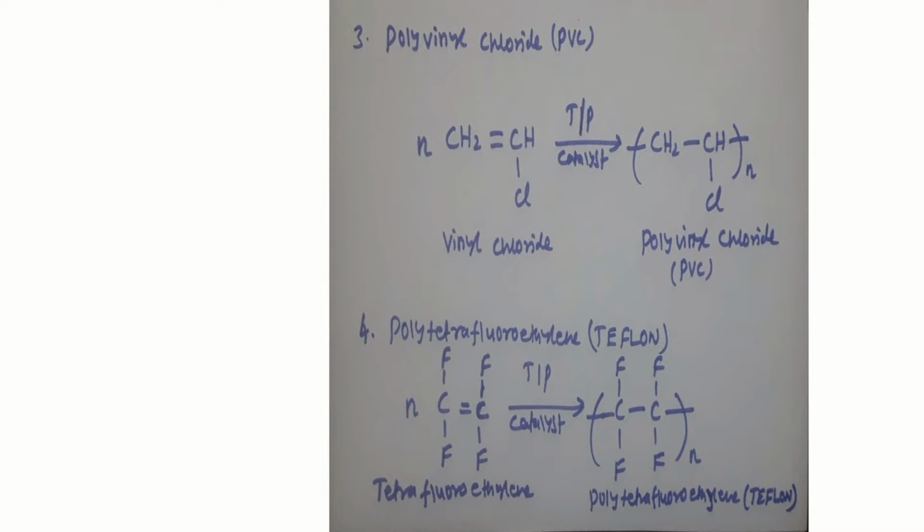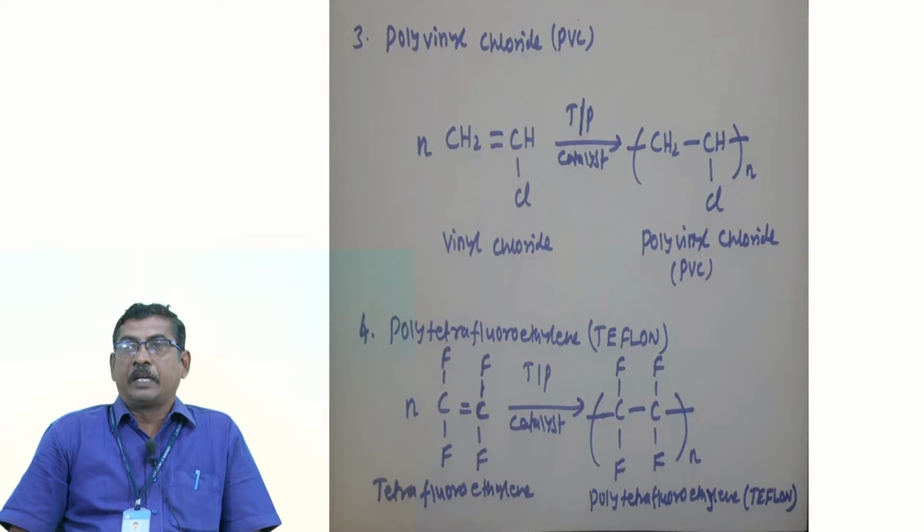Next example is the formation of polyvinyl chloride. In polyvinyl chloride, the monomer is vinyl chloride. N number of vinyl chloride molecules, the molecular formula is CH2=CHCl, in the presence of temperature, pressure and catalyst form polyvinyl chloride, (CH2-CHCl) n numbers.